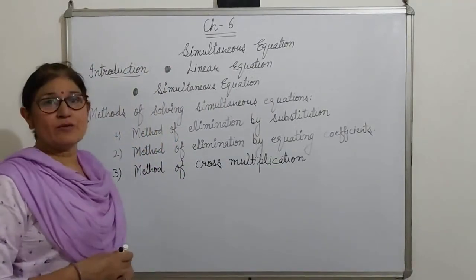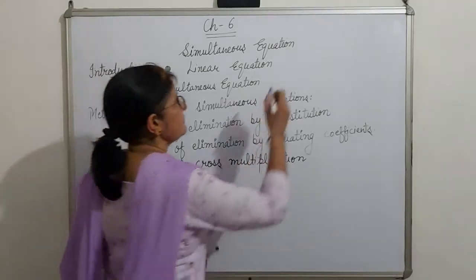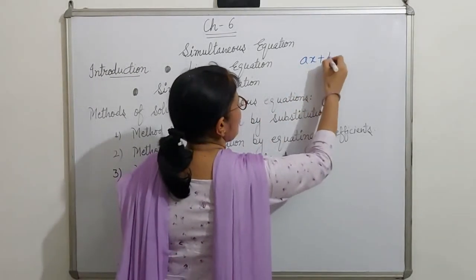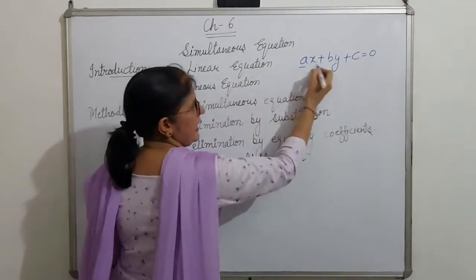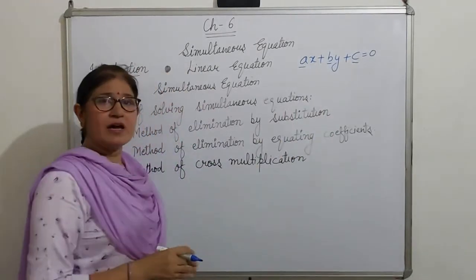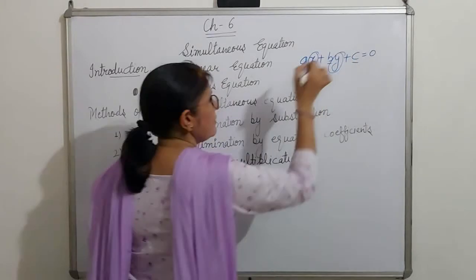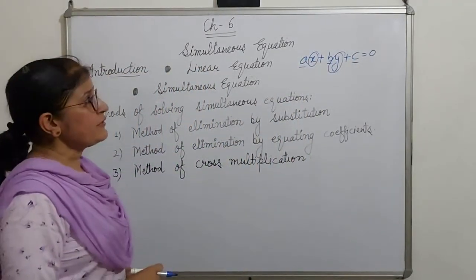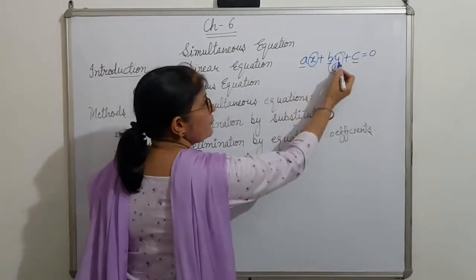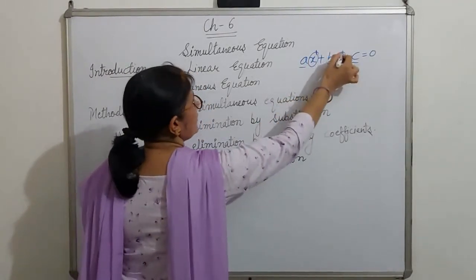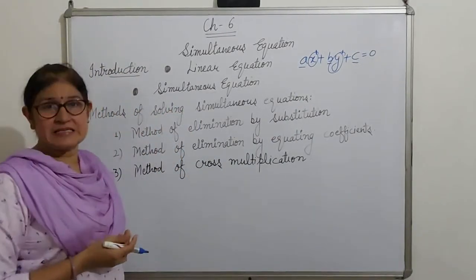What is linear equation? An equation in the form of ax plus by plus c equals 0, where a, b and c all are constant terms and this x and y are variables. So this equation is known as linear equation. Why? Because the power of these variables is 1. That's why it is linear. Okay. Now what are simultaneous equations?